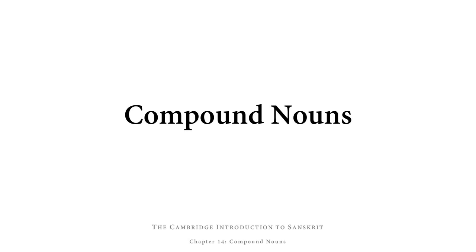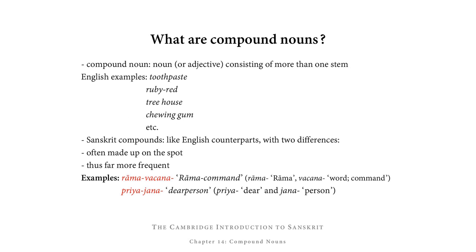Welcome to the video for chapter 14 of the Cambridge Introduction to Sanskrit, which is going to tell you about compound nouns. So first of all, what are compound nouns? These are nouns, or actually also adjectives, that consist of more than one stem. So for example, in English, words such as toothpaste, consisting of tooth and paste, would be considered a compound noun. Ruby red, treehouse, chewing gum, sword fight, bookseller, and so on. All of these would be considered compounds.